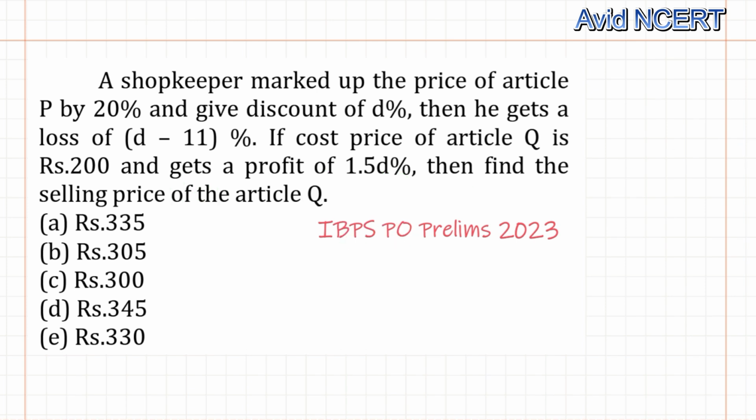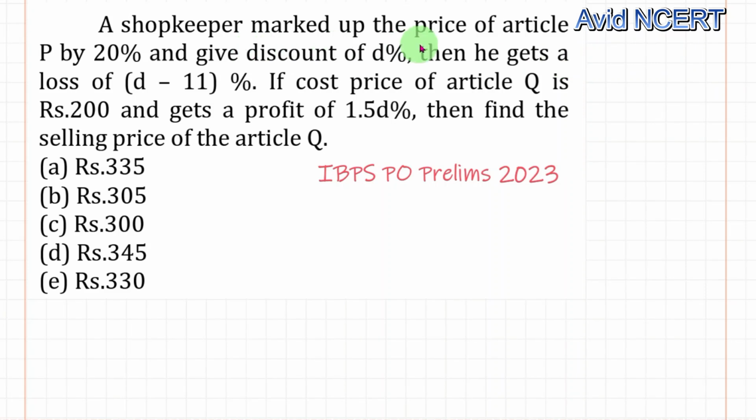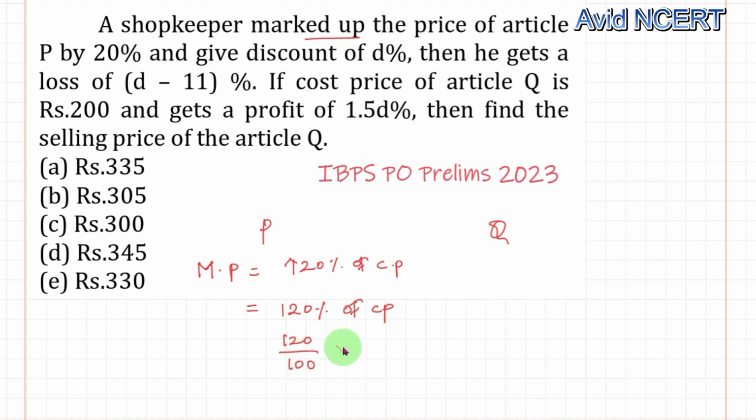So let's first write the data given in this question. First, we know that a shopkeeper marked up the price of an article. There's an article P and there's an article Q. First let's write the data of P. Marked up means whatever the cost price, he raised it by 20%. So mark price equals 120% of cost price, which is 120 by 100 times cost price, which is 1.2 CP. So mark price equals 1.2 CP.